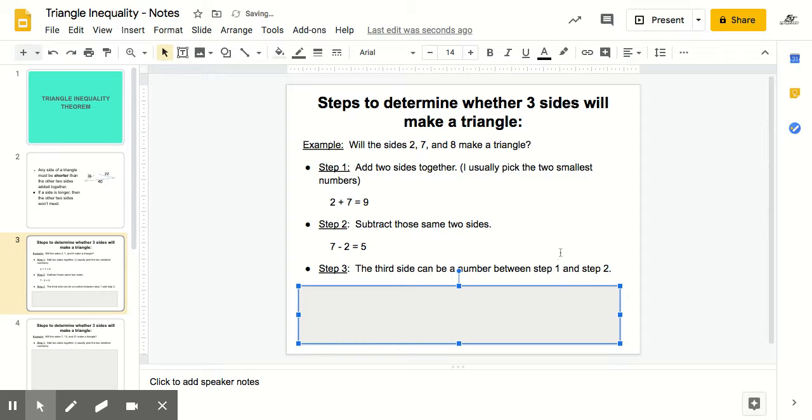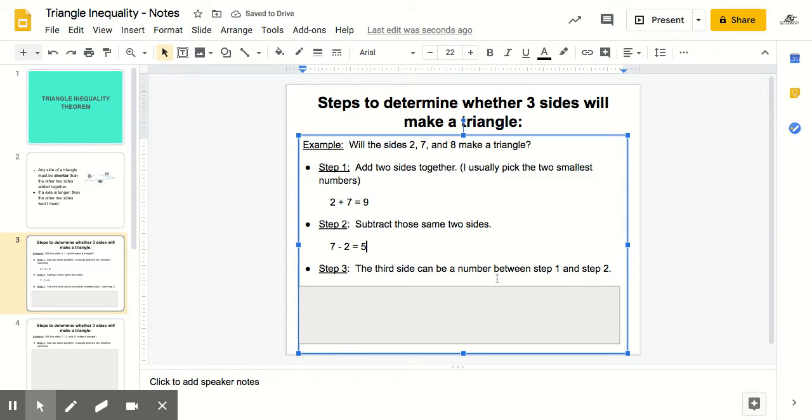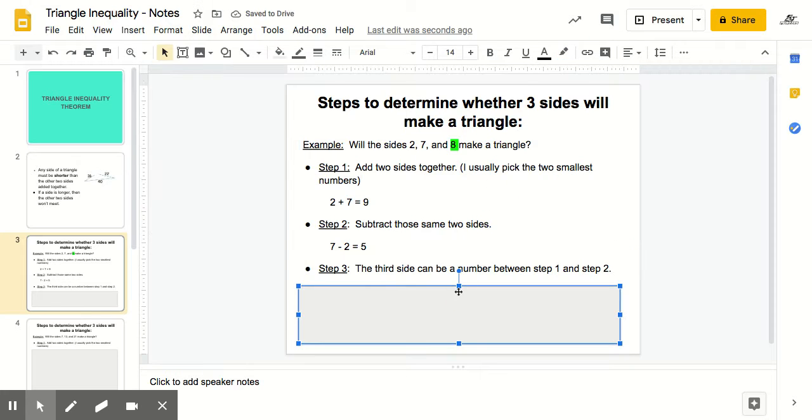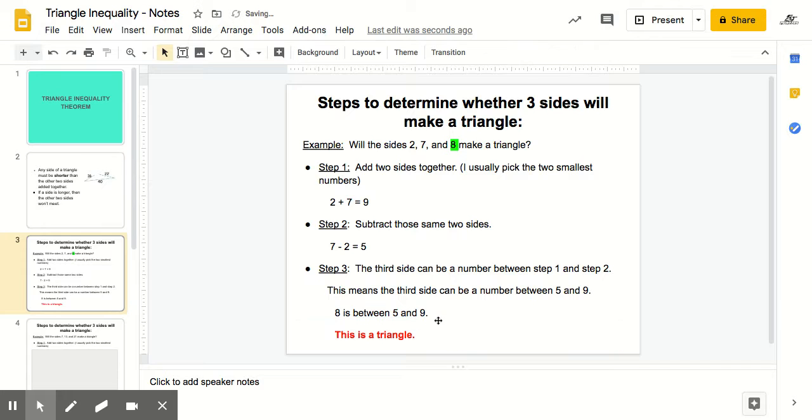step 3. Now, the third side can be a number between step 1 and step 2. So in step 1 we got 9 and step 2 we got 5. The third side length has to be a number in between 9 and 5. Our third side was 8. So we ask ourselves, is 8 in between 5 and 9? Yeah, it absolutely is, which makes this a triangle. So a triangle can absolutely have side lengths 2, 7, and 8.